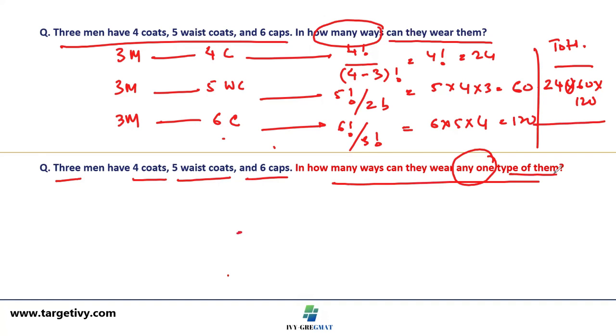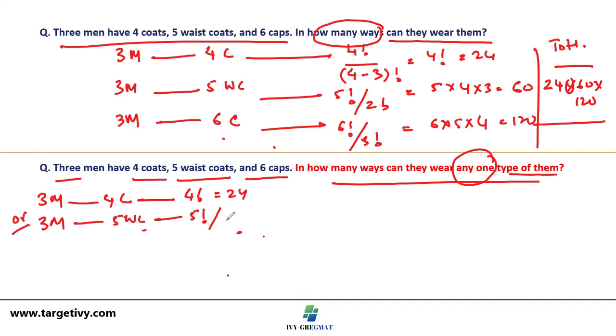That means the previous thing, 3 men, 4 coats, makes it factorial 4, which is equal to 24. Or 3 men, 5 waistcoats, makes it factorial 5 by factorial 2, which is 60 arrangements. Or 3 men having 6 caps can make it 120 ways. But here any one of them has to be chosen. So this one or this one or this one.